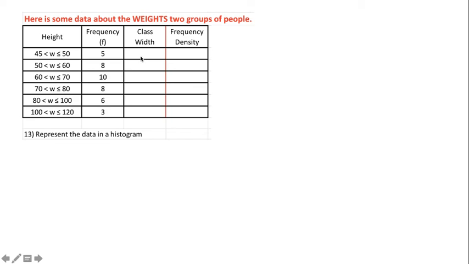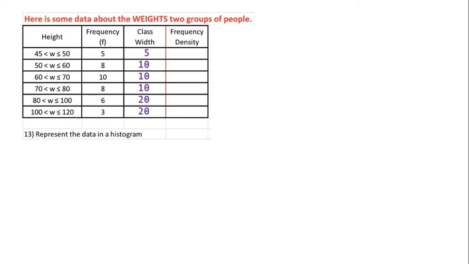So the first category here is people who weigh between 45 and 50 kilos. There's 5 of those, and the class width is 5, because from 45 to 50, 50 minus 45 is a range of 5 kilos. The next category, from 50 to 60, that's a range of 10 kilos. And then the next group, 60 to 70, the class width is 10 kilos. Next group, 70 to 80, that's 10 kilos. Next group, 80 to 100, that's 20 kilos. And the next group, 100 to 120, that's 20 kilos.